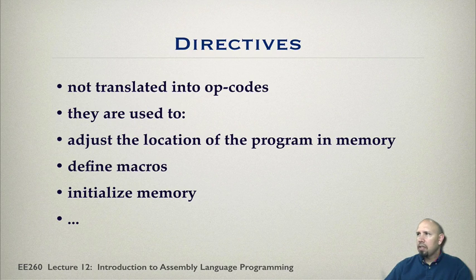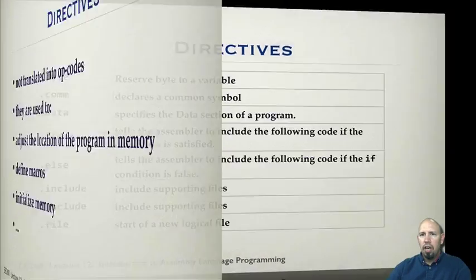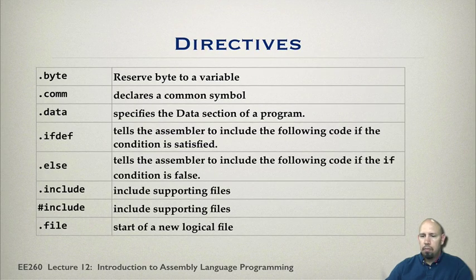Okay, directives. Directives are not directly translated into opcodes. They're used to do things like adjust the location of the program in memory, define macros, initialize memory, define variables, and so forth. Here are some directives. There is the .byte directive that reserves a byte for a variable. There is the .comm, which declares a common symbol. So this is often used in working with global variables. We'll come to that in just a minute.